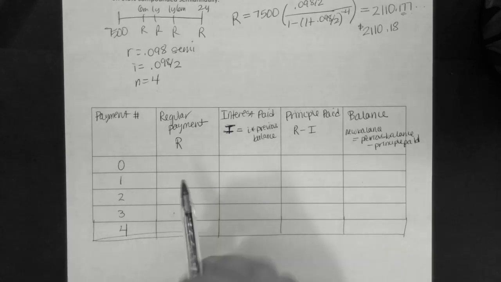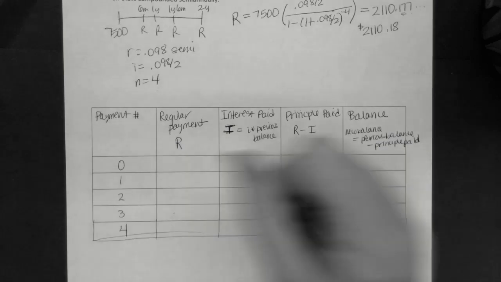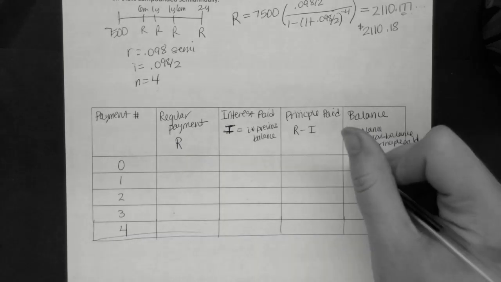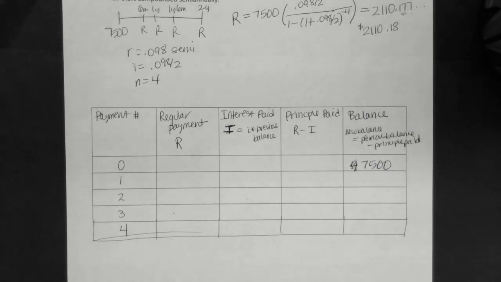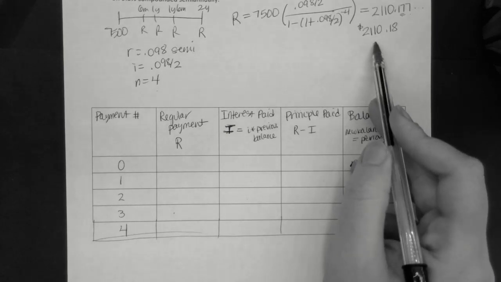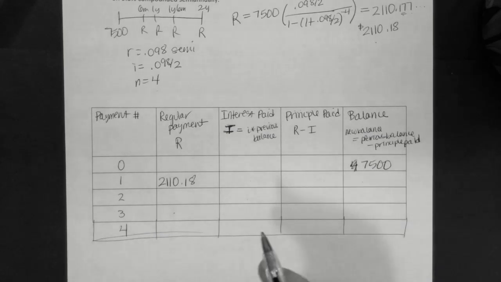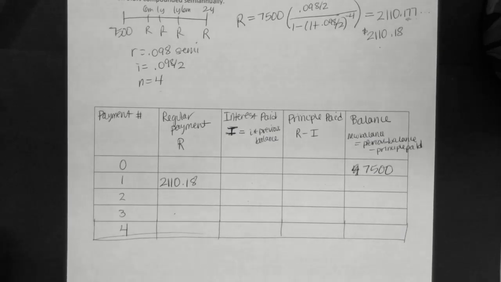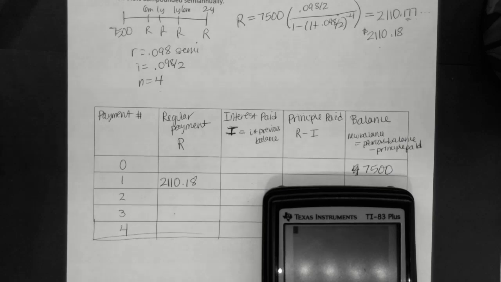So in our first row, we don't have a regular payment. We just took out the loan. We haven't paid interest or principal here, so this first row is entirely blank except for 0, and then over here in our balance we put our loan amount, 7,500. In the next row, our regular payment is going to be what we found up here, $2,110.18. Okay, so then we're going to take the interest paid. So to make my calculations easier, I'm going to take that i, 0.098 over 2, and I'm going to store it as A just for quick recall so I don't have to keep retyping it over and over.